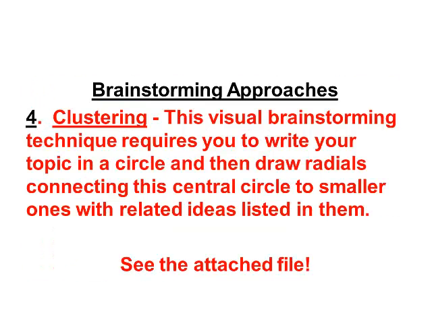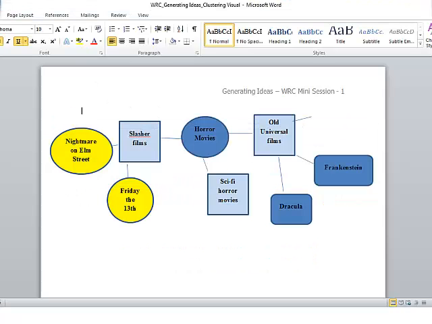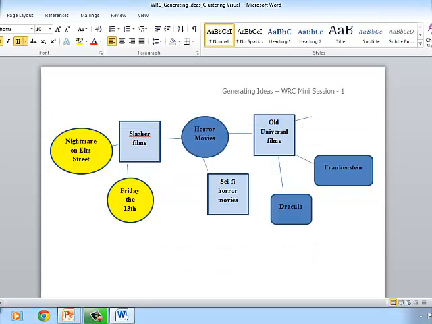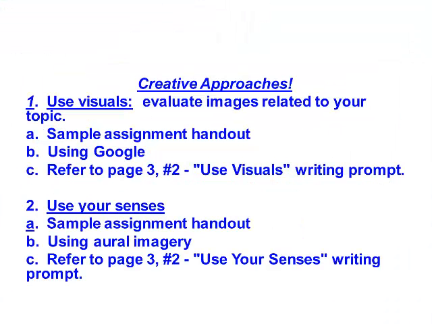Of course, I've talked about clustering again. You could do this anywhere along the line in the writing process. So I could take my old Universal films and branch out further ideas from there. Then lastly, there are other creative approaches that you can use in brainstorming.